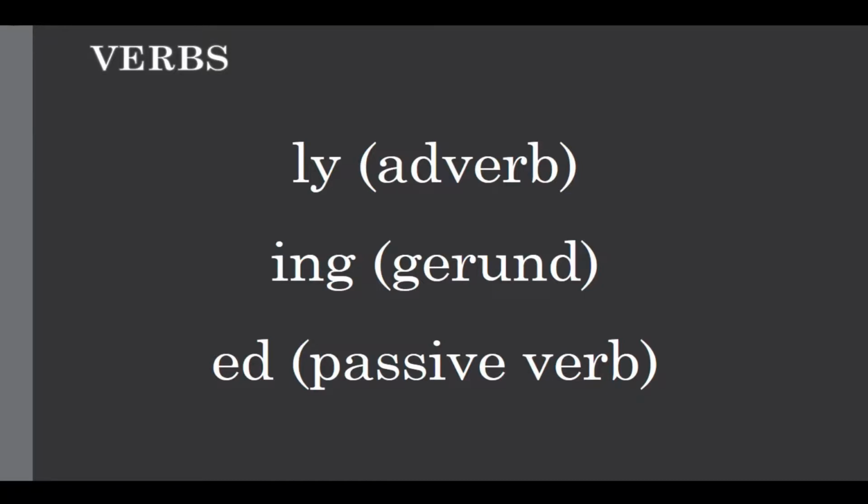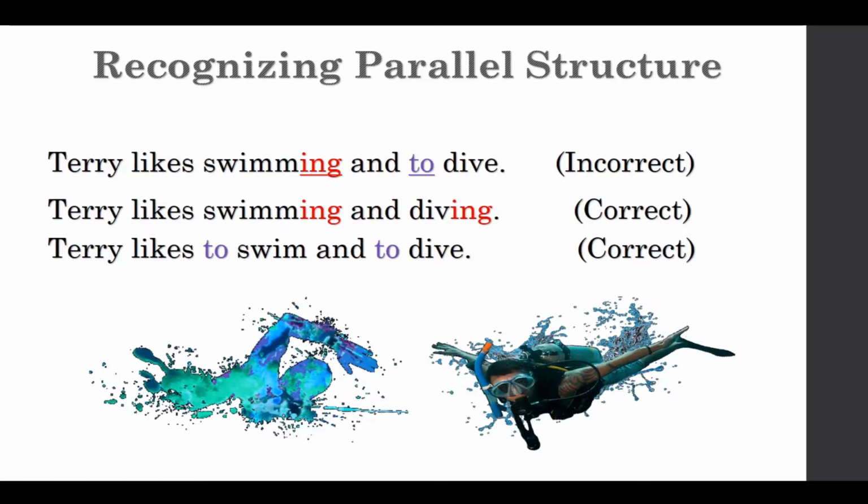So these are the verbs that we really have to be careful with. The verbs that end in ly, which we call adverbs, and the verbs that end in ing, which we call gerunds. Also, the verbs that end in ed, which are passive verbs. Basically, when we have parallel structure, that means that if I have a couple of verbs, and for example, one of them ends in ly, then the second one also has to end in ly. If it ends in ing, the second, third, fourth, fifth verb needs to end in ing. Same thing for the eds. If you have one passive verb, all the verbs need to end in ed.